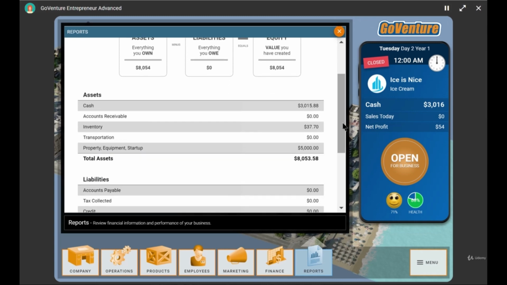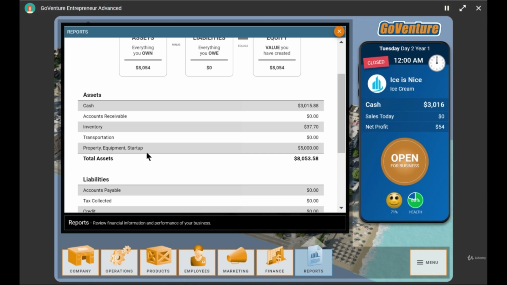So assets are things of value, and that includes cash. In this case, we have $3,000 in cash. Accounts receivable would be money that's owed to us from customers. In this case, the customers all paid us up front, so they don't owe us any money. Inventory has value, and so there's the value of our inventory. Transportation, that would be related to the inventory. That would be considered value as well, but in this case, we don't have any transportation value.